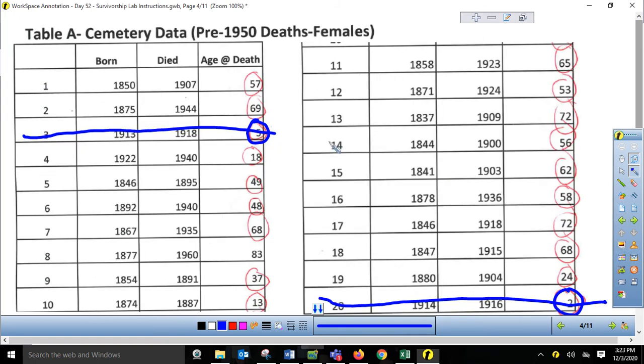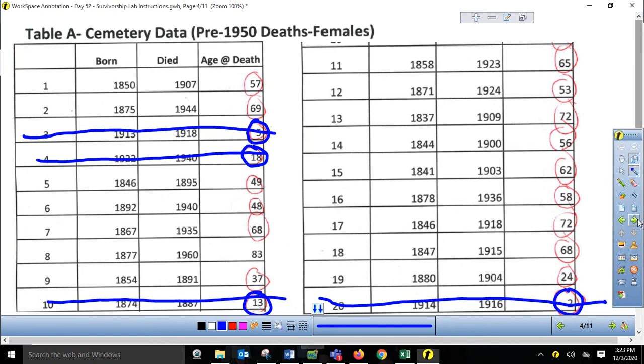So I go back to my data, and I look at it, and I say, all right, death age, here's one female that died between the age of 10 and 20. And here's another female that died between the ages of 10 and 19. So 2 more females died between the ages of 10 and 19.